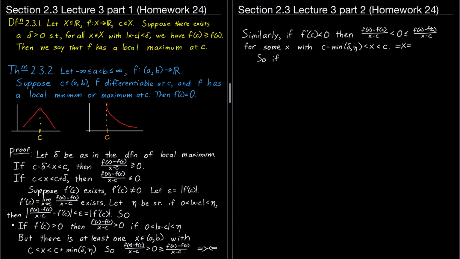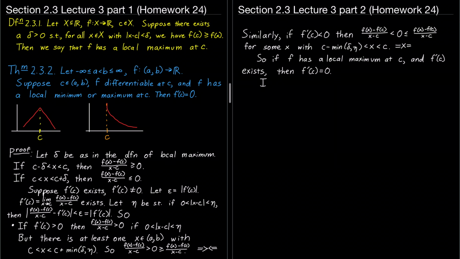So if f has a local max at c, and f prime of c exists, then we must have that f prime of c is equal to 0.